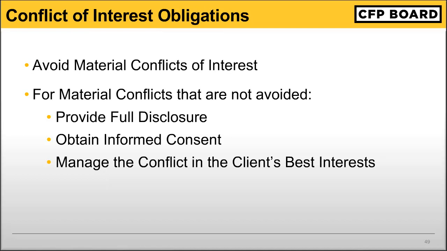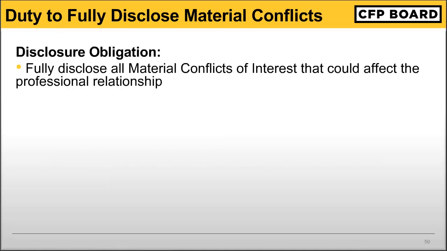So where there are material conflicts that are not avoided, here's what has to be done. Provide full disclosure, obtain informed consent, and manage the conflict of interest in the client's best interest. So let's talk about each of these. The duty to fully disclose material conflicts of interest. The standard says you have to disclose to the client all material conflicts of interest that could affect the professional relationship. So what's material? Well, it's going to depend on the facts and circumstances.